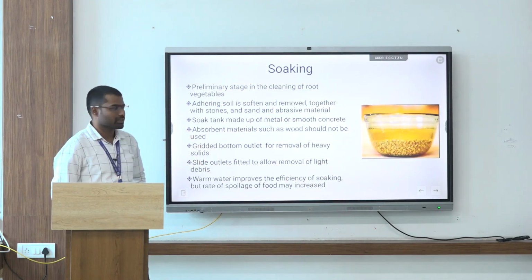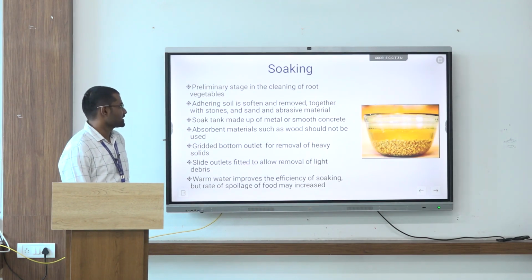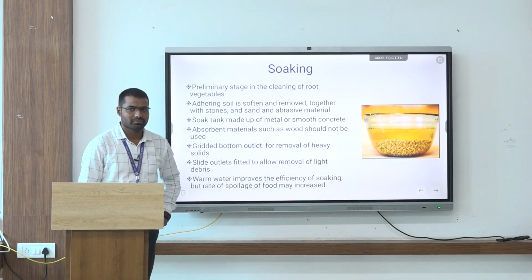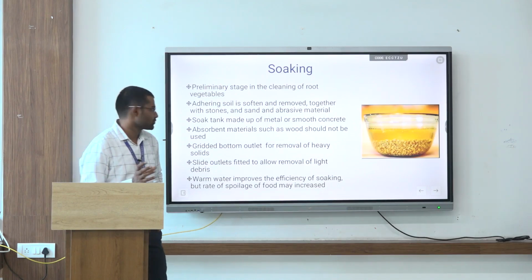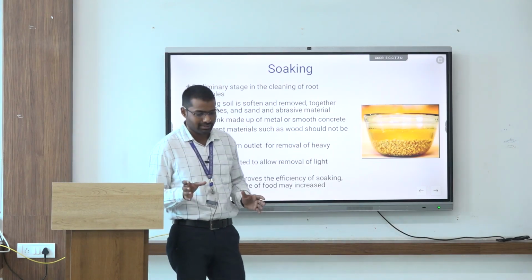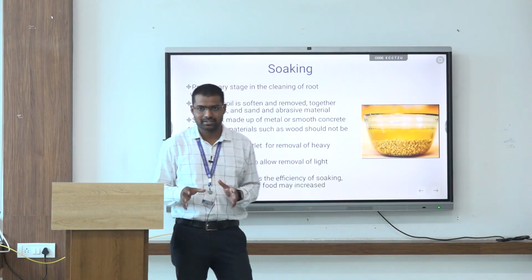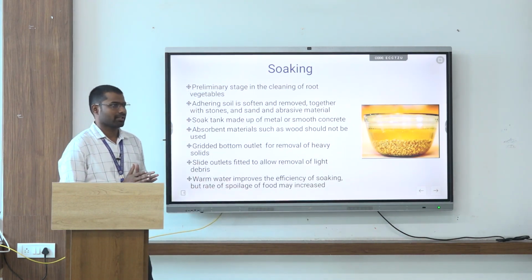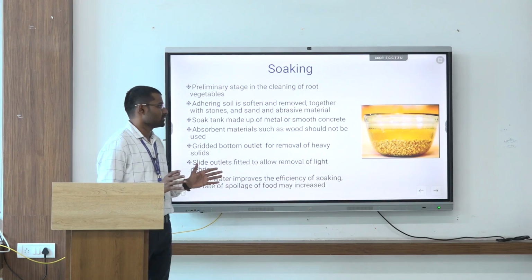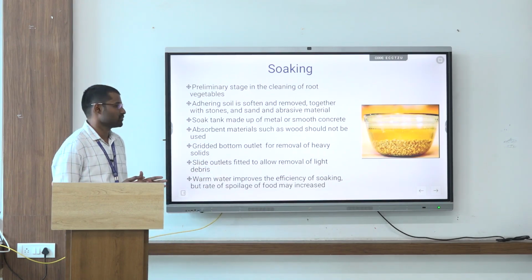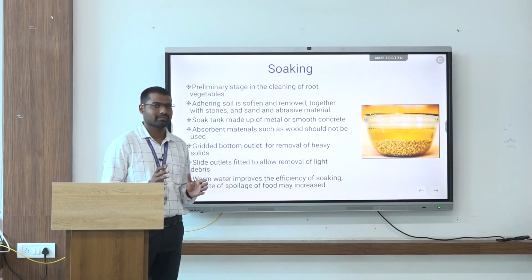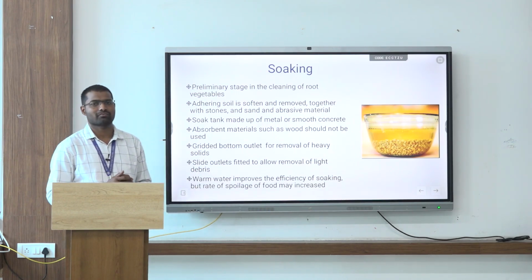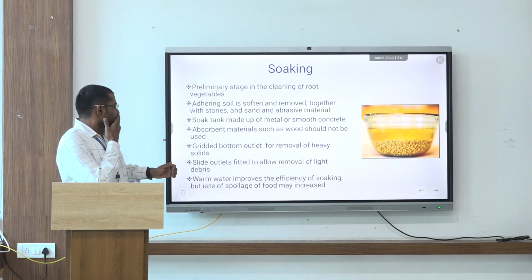So first one is soaking. It's a preliminary stage in the cleaning of root vegetables, where you have to dip your root vegetables in one container where the water is there. You have to soak for a few minutes. Generally a concrete or metal tank will be used. Why? Because if you are using a wood tank, then there may be chances of absorption of water in the tank.